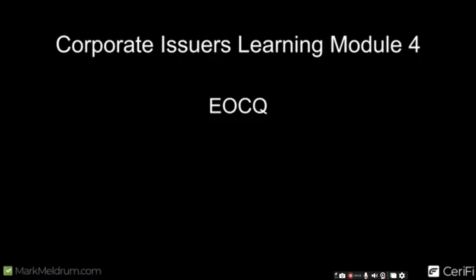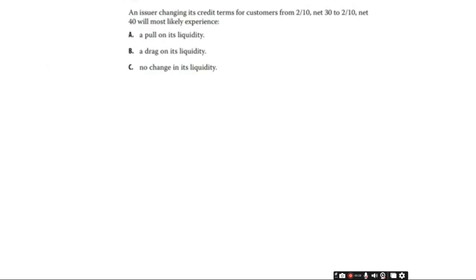conversion cycles, and the like. So let's get into it. First up, an issuer changing its credit terms for customers from 2/10 net 30 to 2/10 net 40 will most likely experience... So we've got to be able to interpret what this means.